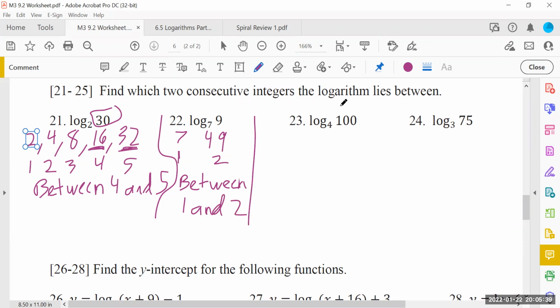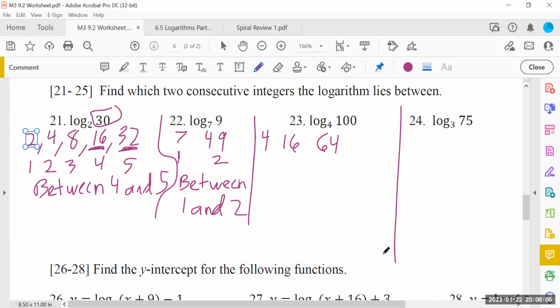Here, log base 4 of 100. Well, let's see here, 4 to the 1st power is 4. 4 to the 2nd power is 16. 4 to the 3rd power is 64. And then here, I would need a calculator possibly to do this if I didn't know all of the different powers of 2 so well, because we use them so much in Math 3 and in computers in general and all kinds of other places.